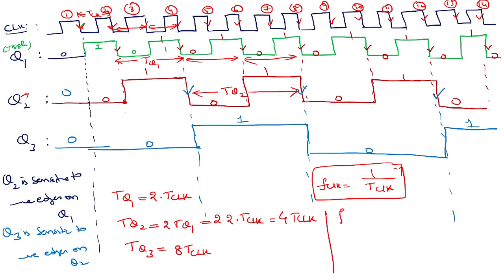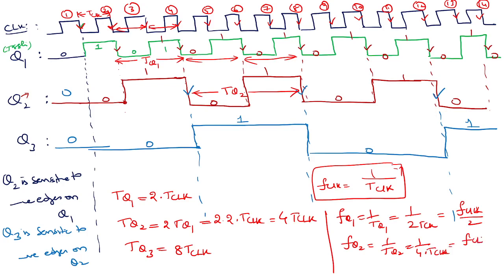So we know FQ1 is 1 over TQ1, which is 1 over 2 times T clock. 1 over T clock is F clock, so this is F clock by 2. Similarly, FQ2 is 1 over TQ2, which is 1 over 4 times T clock, so this is F clock by 4. FQ3 is simply F clock by 8.